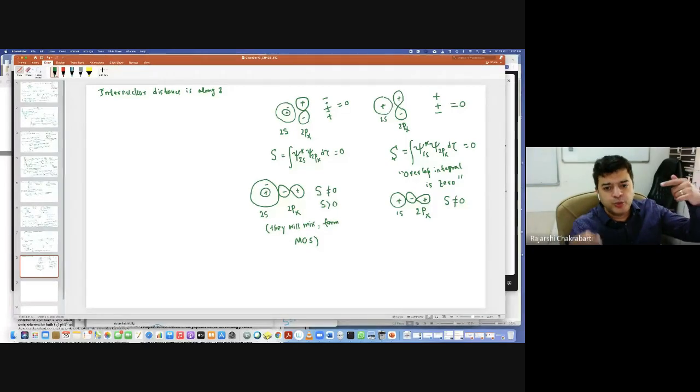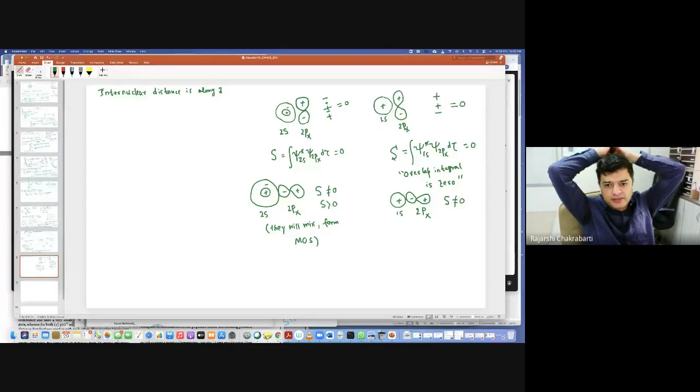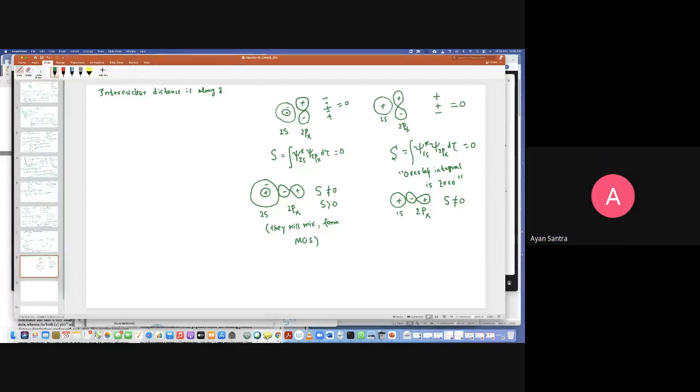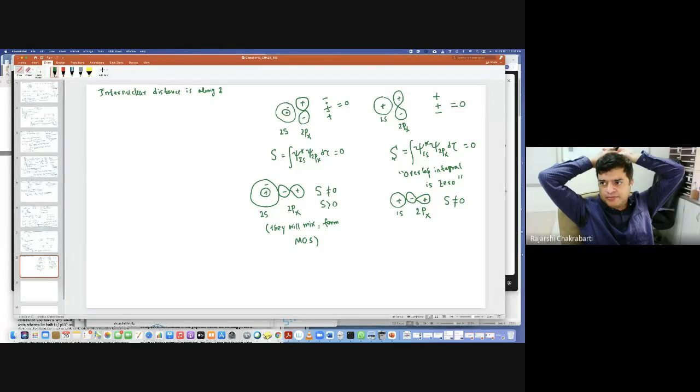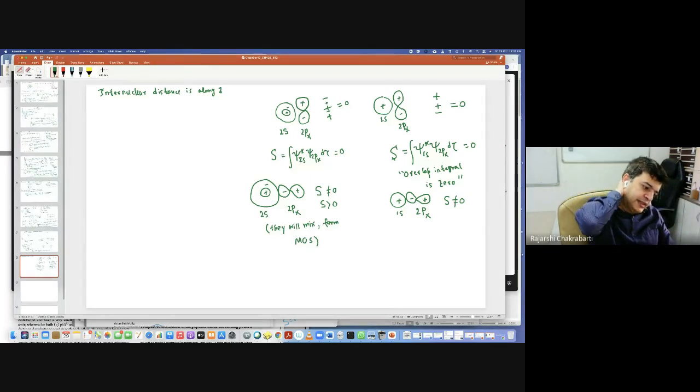What about 2s and 2py? Same argument will hold, same as the 2px, because it's in 3D, no? Yes, sir, it should be the same. Okay, so I'm not repeating that.